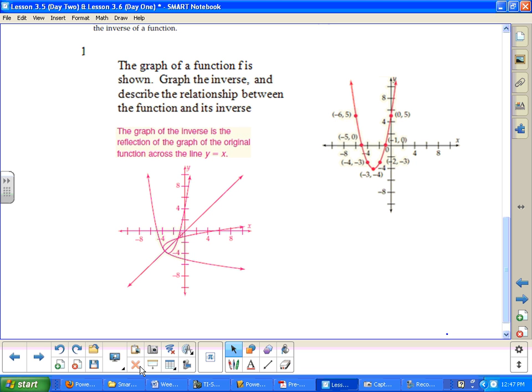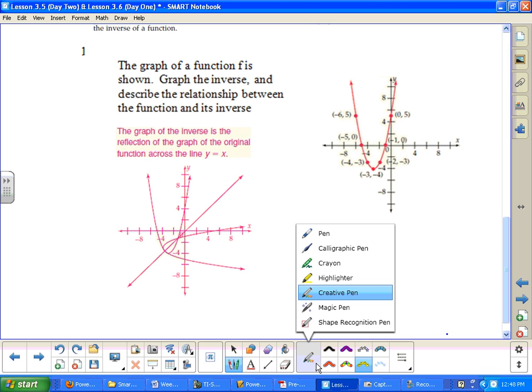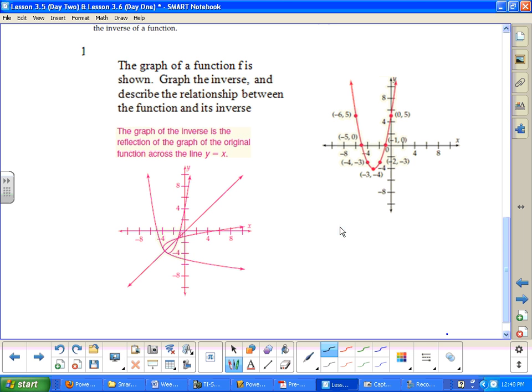So how did I plot that inverse? Okay, we just, at every point, switch the values of x and y and graph them. So the point (-3, -4), we did point (-4, -3), so that would go there. The point (-4, -3) would be this point, (-3, -4). Point (-2, -3) would be (-3, -2), so that would be here.